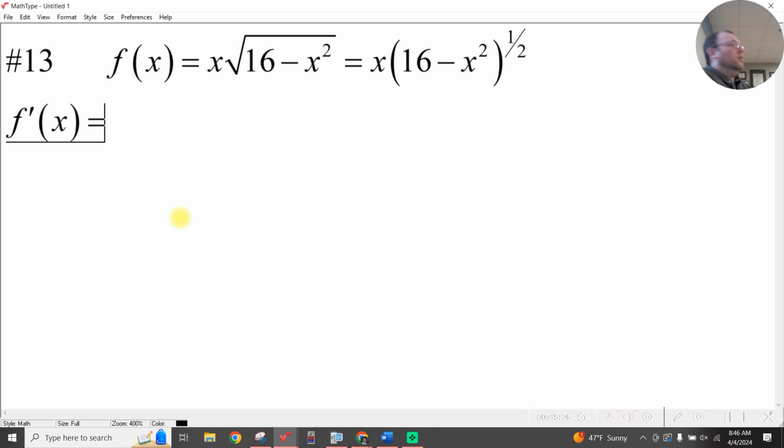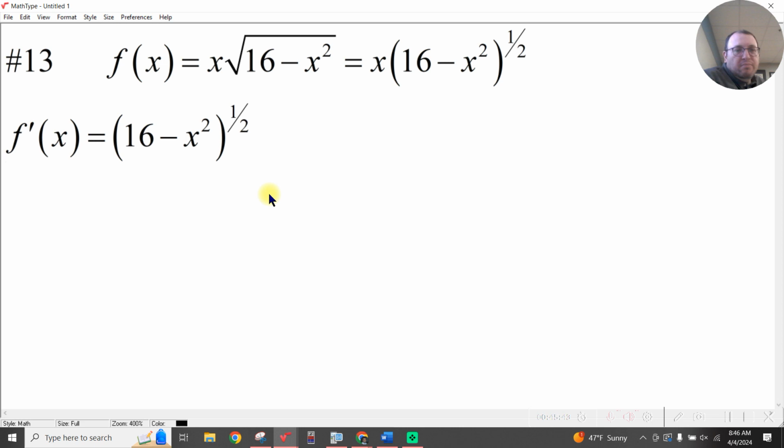So, product rule or chain rule first? Product rule. Yes, because I've got something with an X times something with an X. I've got to do product rule. Product rule says we do second thing, all that stuff to the 1/2 power, times the derivative of the first thing, and the derivative of X is 1, plus the first thing, X, times the derivative of the second.